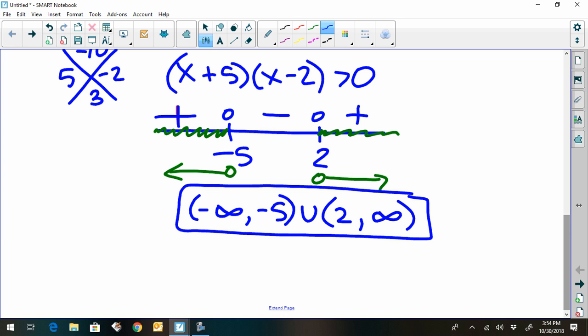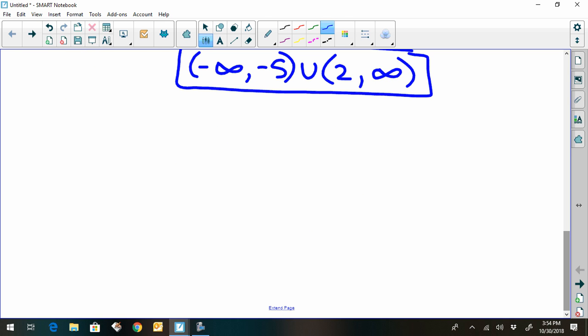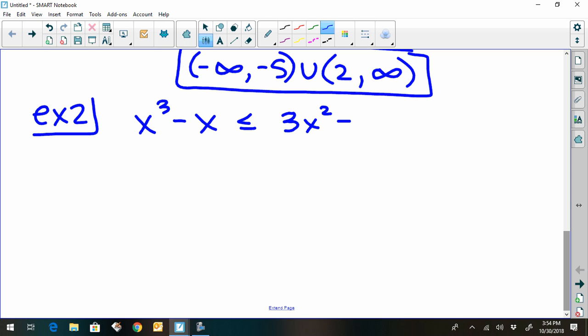Nice. Now we're going to try one that's a little more complicated. Here we go. Example 2. We have x cubed minus x is less than or equal to 3x squared minus 3. All right. So similar to the last one, we want to have one side equal to 0. So we're going to move everything over. X cubed minus 3x squared minus x plus 3 is less than or equal to 0.